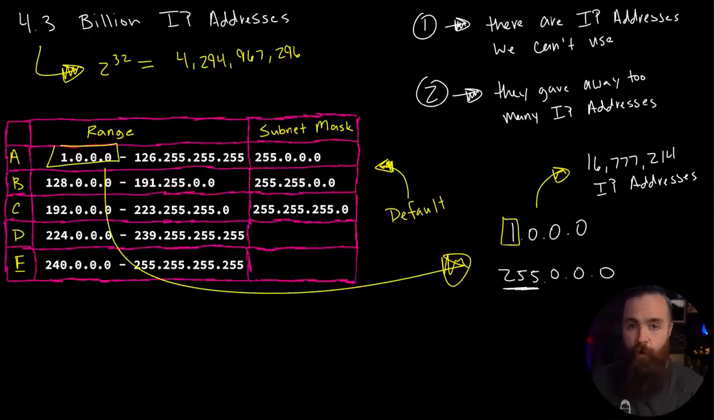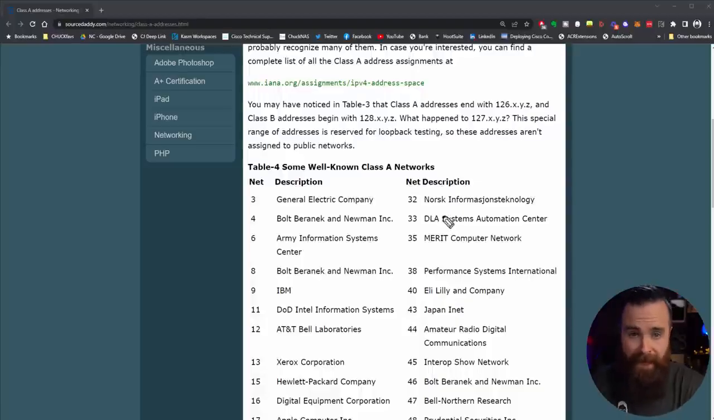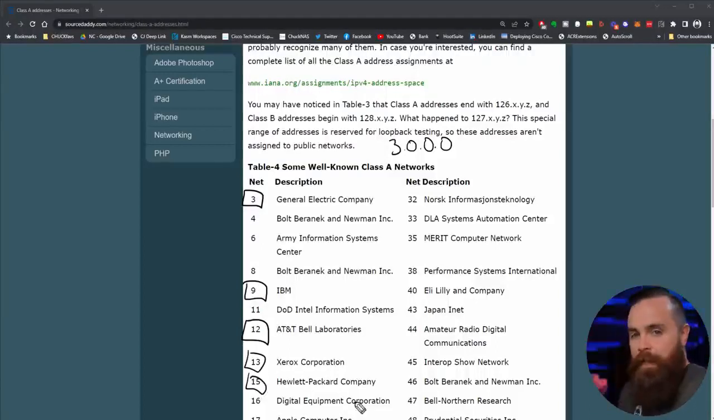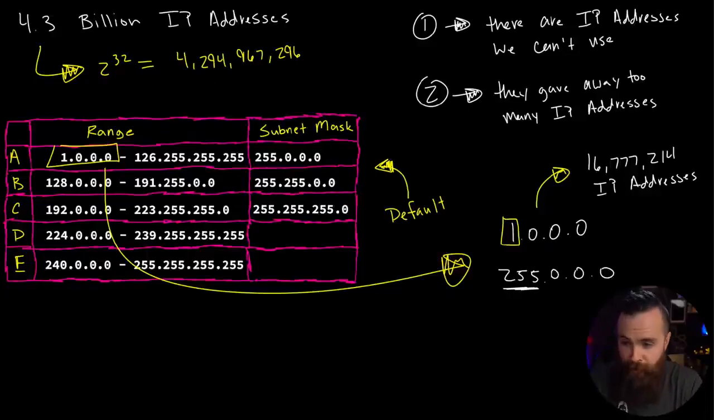And that's what the Class A was for. And you might recognize some of the companies that have these Class A IP address networks, like General Electric, GE. They own 3.0.0.0. IBM has 9. AT&T has 12. Xerox, 13. HP, 15. Each of these companies owns over 16 million IP addresses. So, looking back at our Class A range, Class A networks are very host heavy because they give you so many stinking hosts. Over 16 million. And thanks to their default subnet mask, there are only 126 total Class A networks.